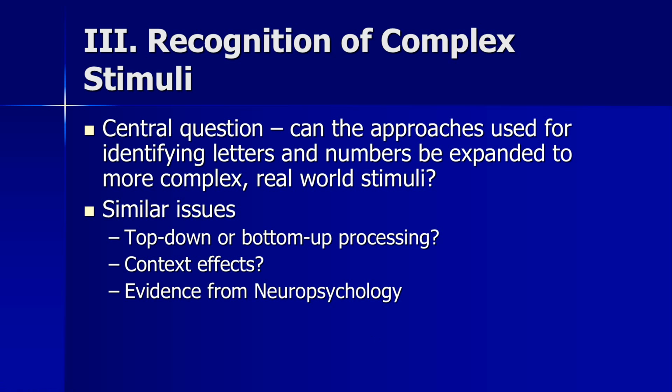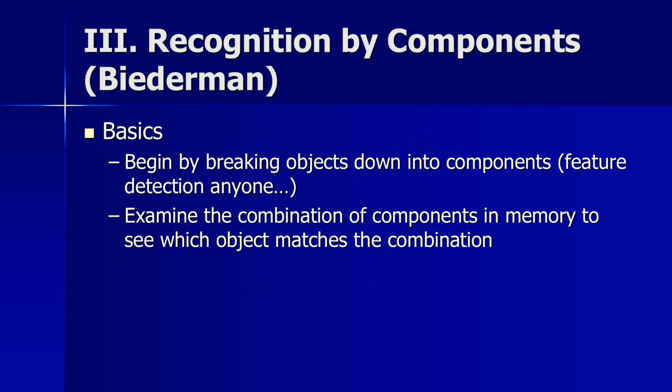I want to round up our discussion of different ideas of pattern recognition. We'll talk a little bit about Biederman's theory of recognition of complex stimuli. The central question here is, can the approaches we've talked about with relatively simple things be expanded to more real-world stimuli? There are similar issues, top-down or bottom-up processing, we have context effects, and then just put a note here, there's some evidence from neuropsychology that's going to become important when we start to look at associative agnosia versus apperceptive agnosia. And those are two important key things to think about.